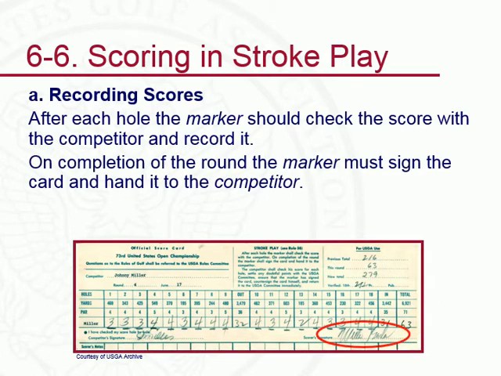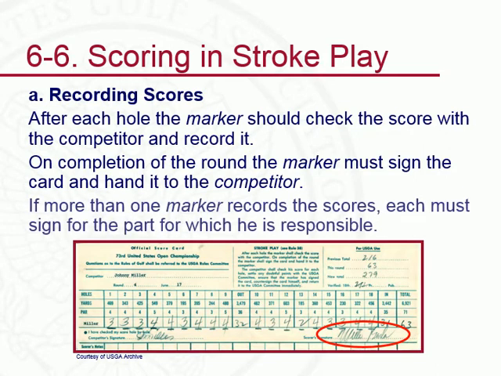On completion of the round, the marker must sign the card and hand it to the competitor. So the marker does have to sign, attest the scorecard, and hand it to the competitor. If more than one marker records the scores, each must sign for the part for which he is responsible. So if for some reason your marker withdraws after 9 holes due to an injury or poor play, and someone else marks your scores for the remainder of the round, your original marker who withdrew would have to sign for the first 9 holes in which they kept your score, and then the other marker would have to also sign for the scores for the second 9 holes.